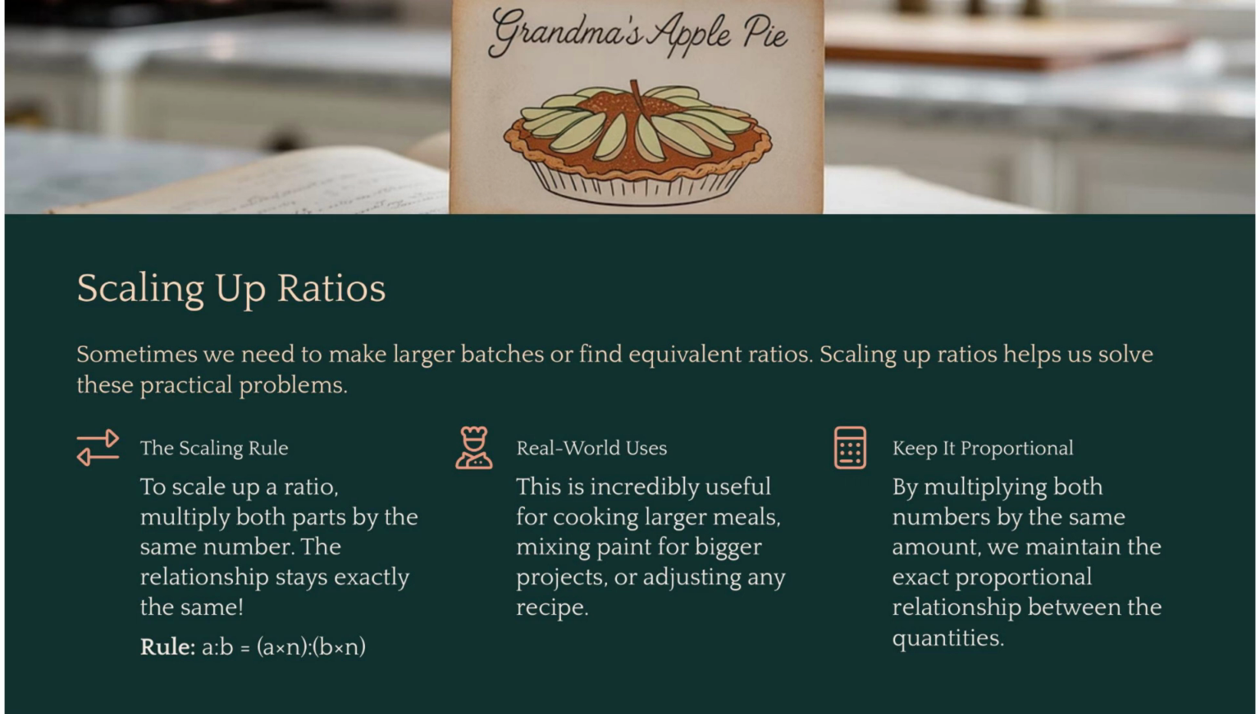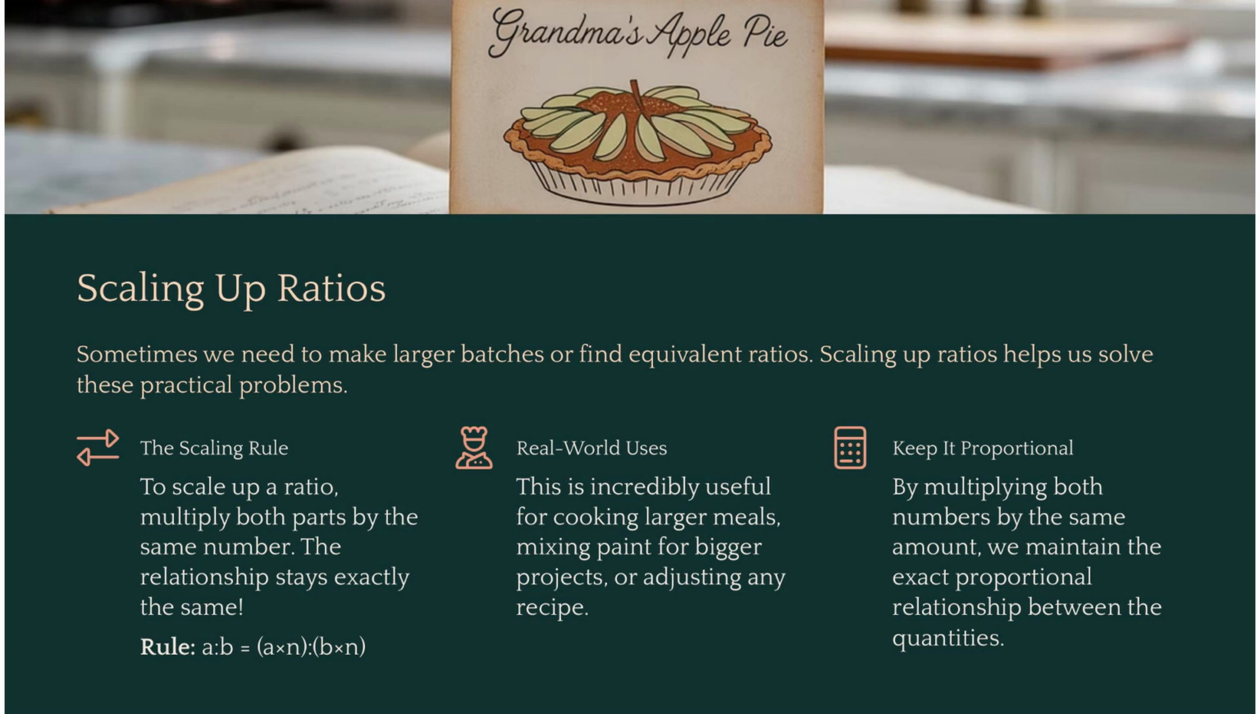While simplifying a ratio means scaling down, sometimes you need to find an equivalent ratio that is much larger. You need to scale up. Think about that small paint example again. If you know the perfect color is a 1 to 4 ratio, but you need 10 times the amount of paint, you need to scale up. To scale up, the rule is simple. You multiply both parts of the original ratio by the exact same number.